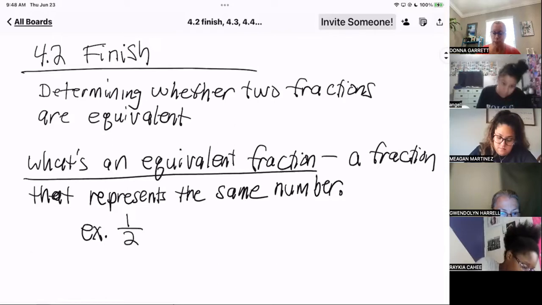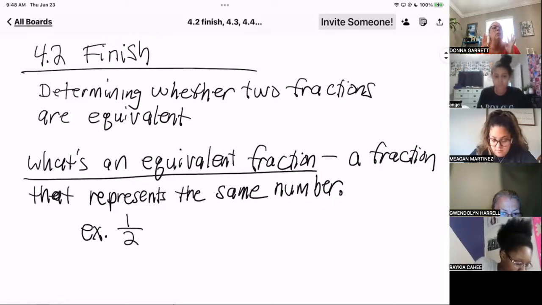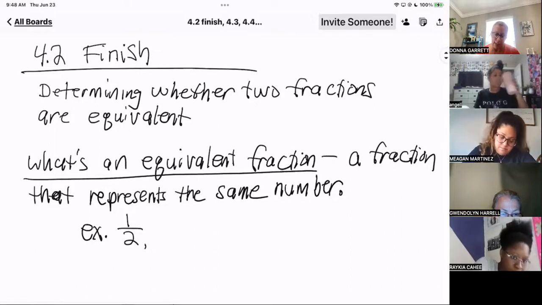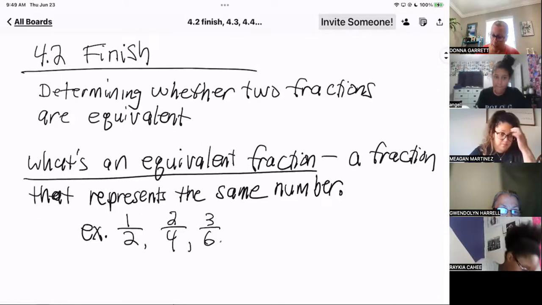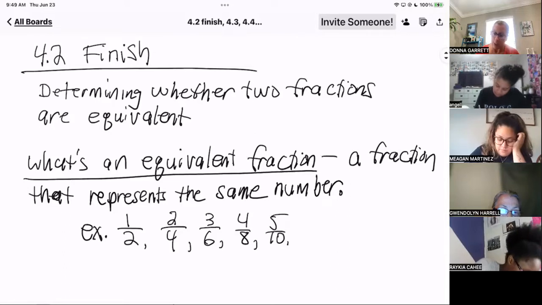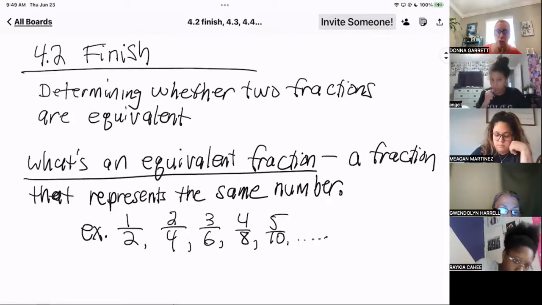1/2. We all sort of know what a half means. I can write a half in an infinite number of ways. What do I mean by that? 1/2, I can write as 2/4, because if I reduce 2/4, that's a half. I can write it as 3/6. If I reduce or simplify 3/6, I also get 1/2. I can write it as 4/8 or 5/10, and I can keep going forever. But it's just a different way to write the same fraction, meaning it's a non-simplified form, basically.